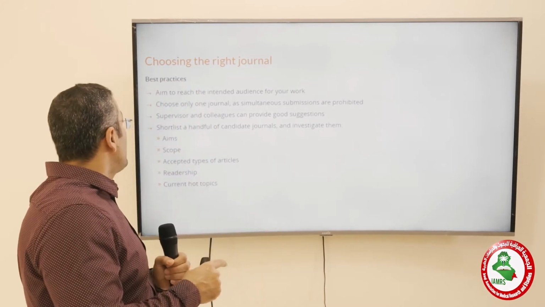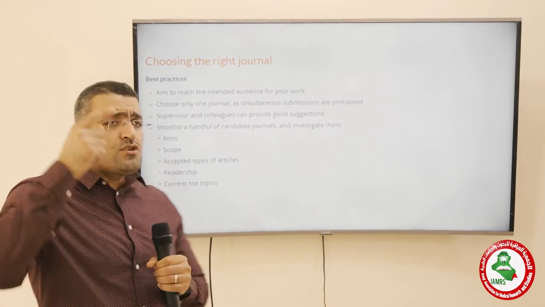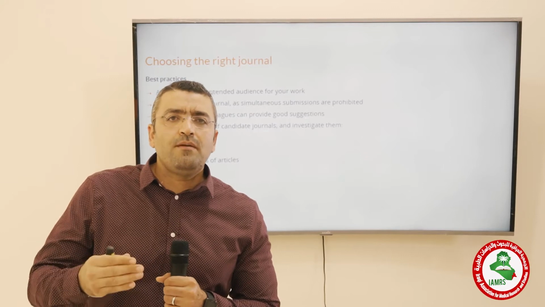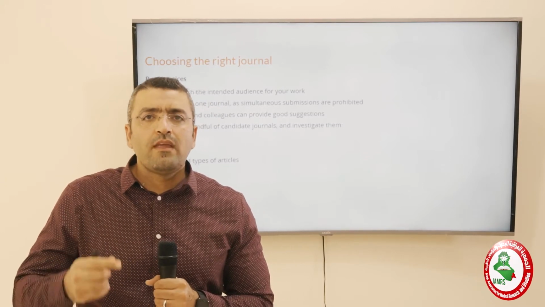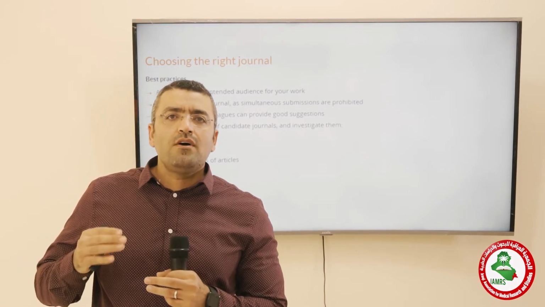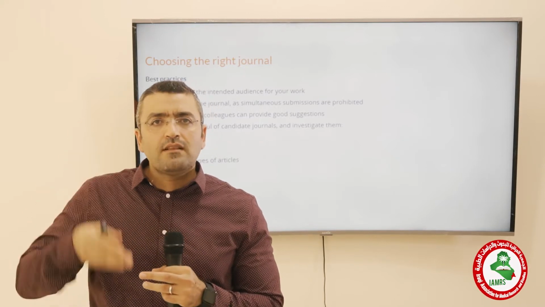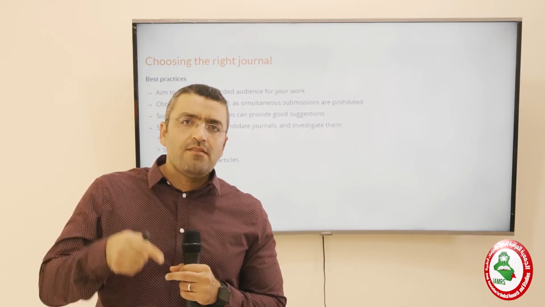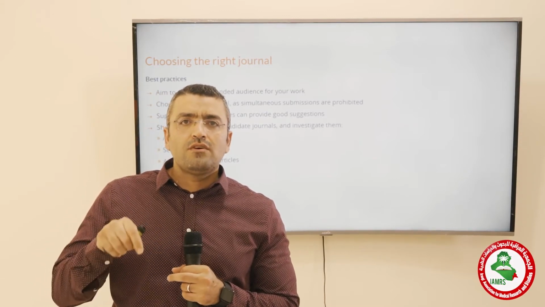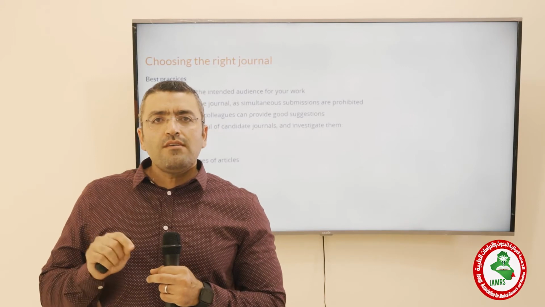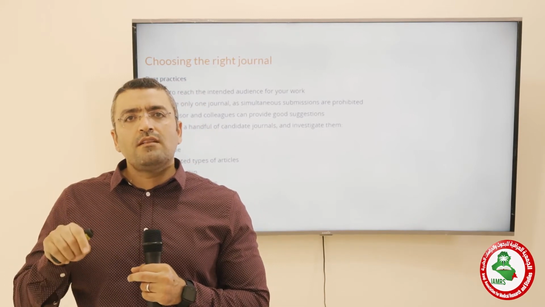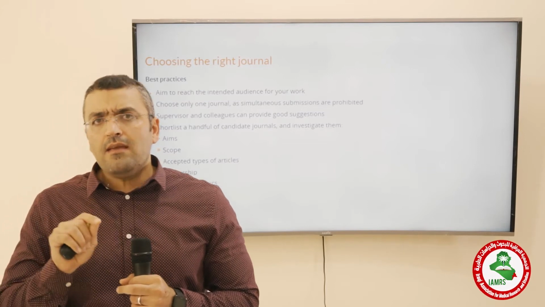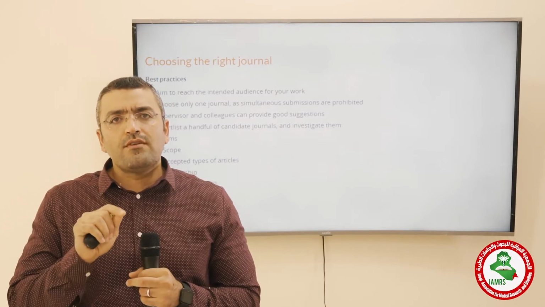And fourthly, make a short list of the journals that are eligible for your paper. So pick up a handful of journal names in a short list and then try to choose the best of these journals in this short list. And the choice of journal among this short list depends on many factors. First of all, it depends on the aims. What are the aims of your study?